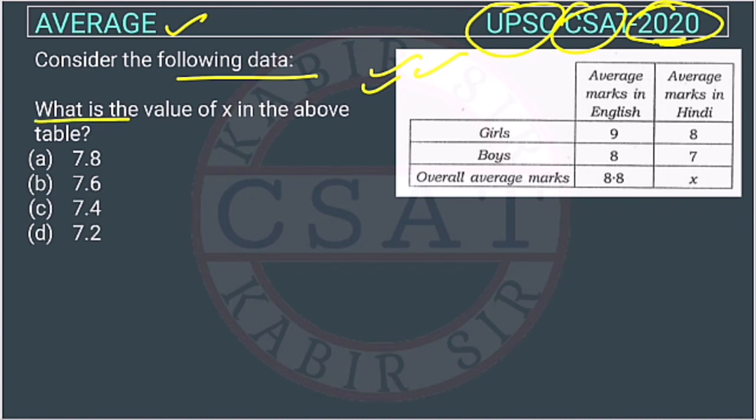But in the CSAT paper, what do you have to do? You have to just try to make an equation. If you are able to make an equation, then you can solve it, I can assure you that, right? So this is a simple average question because the average is given, right?